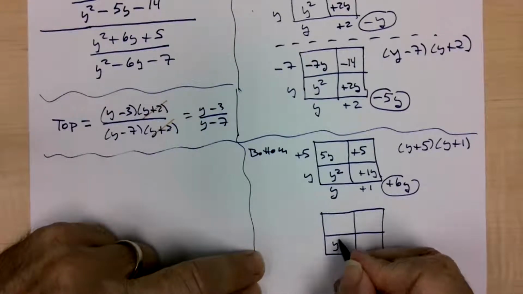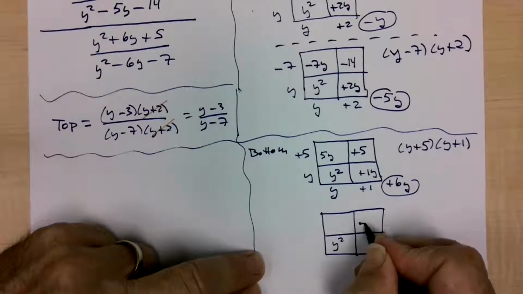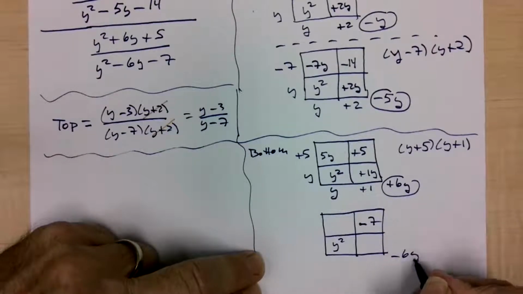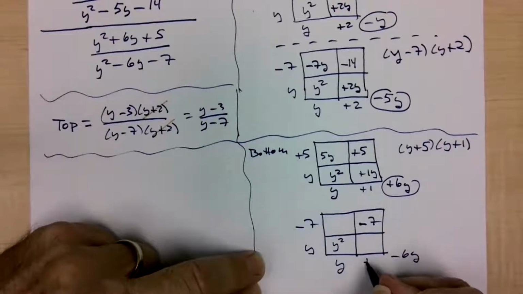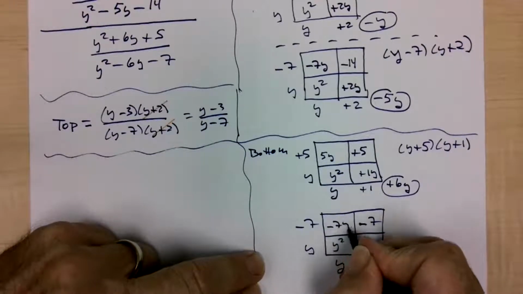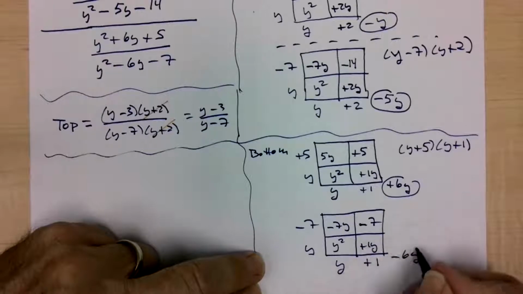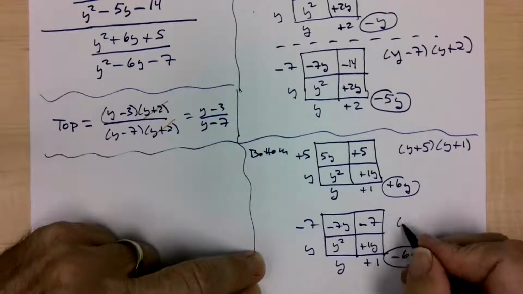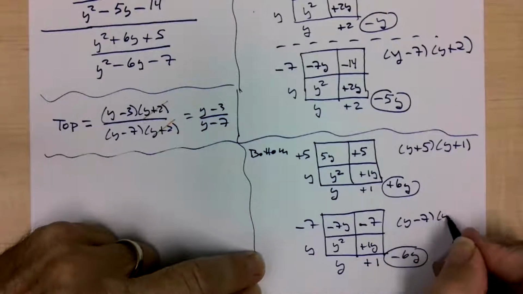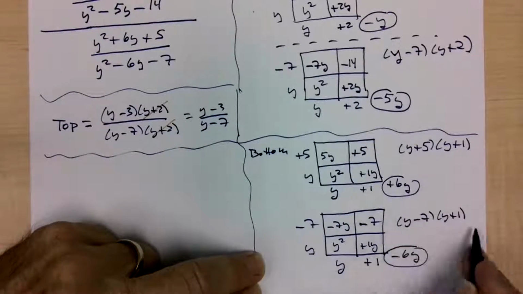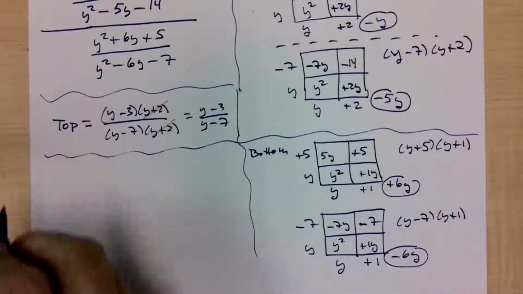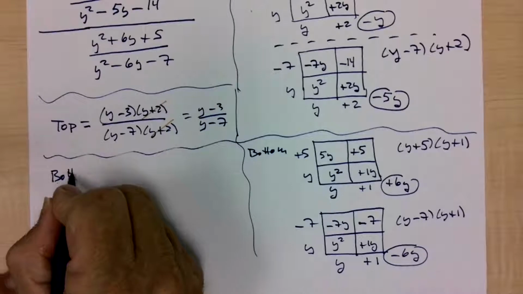Y squared here, minus 7 there, minus 6y there. Y minus 7 plus 1 minus 7y plus 1y is minus 6y. Y minus 7y plus 1. So this divided by this would give me the bottom. So let's take a look at our bottom.